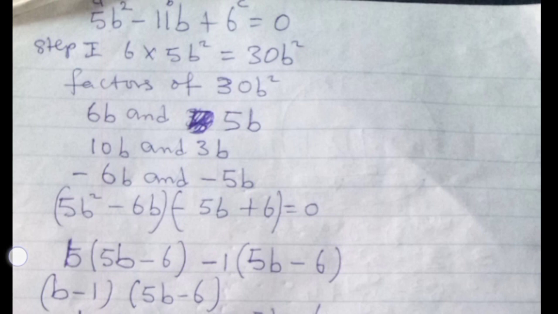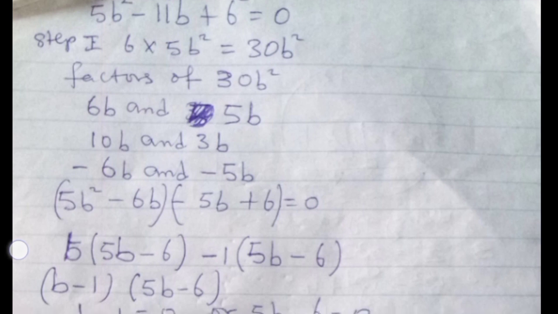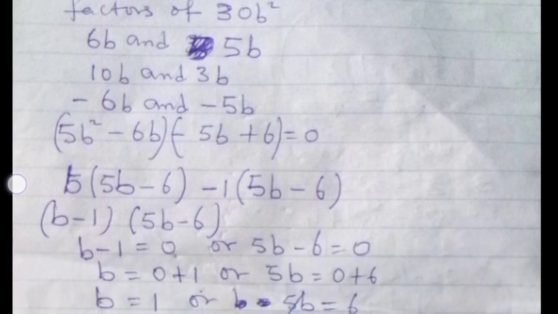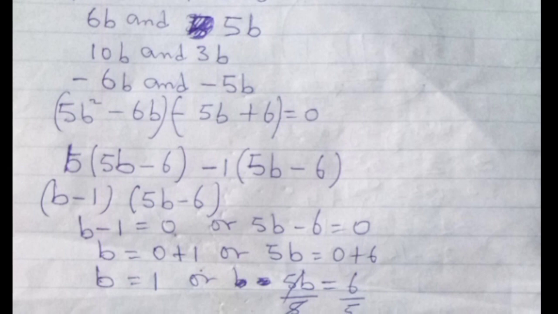So we'll choose minus 6 and minus 5, because if we multiply minus 6b by minus 5b, it will give us 30b square, which is what we want. Then if we add them up together, we still have what? Minus 11. So it will come in between the gap, replacing minus 11. So we now have that 5b raised to power 2 minus 6b, bracket, and then minus 5b plus 6 is equal to 0.